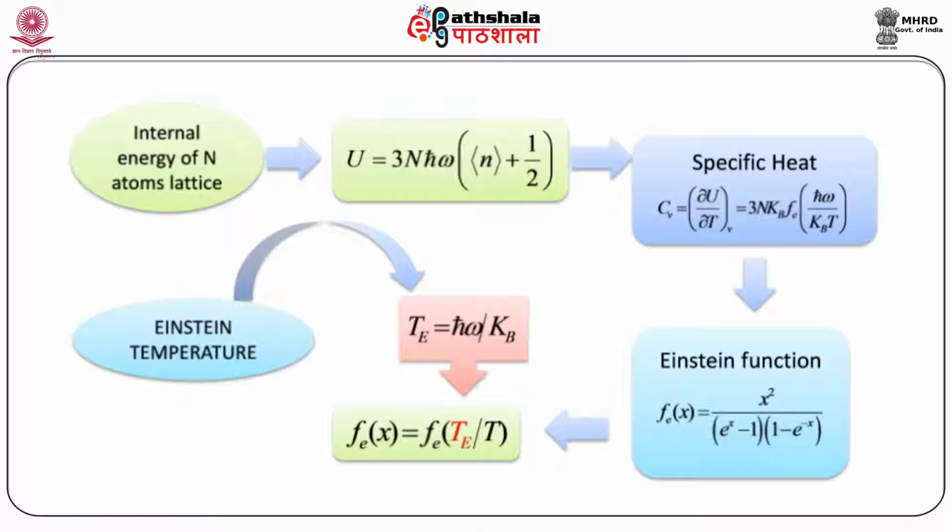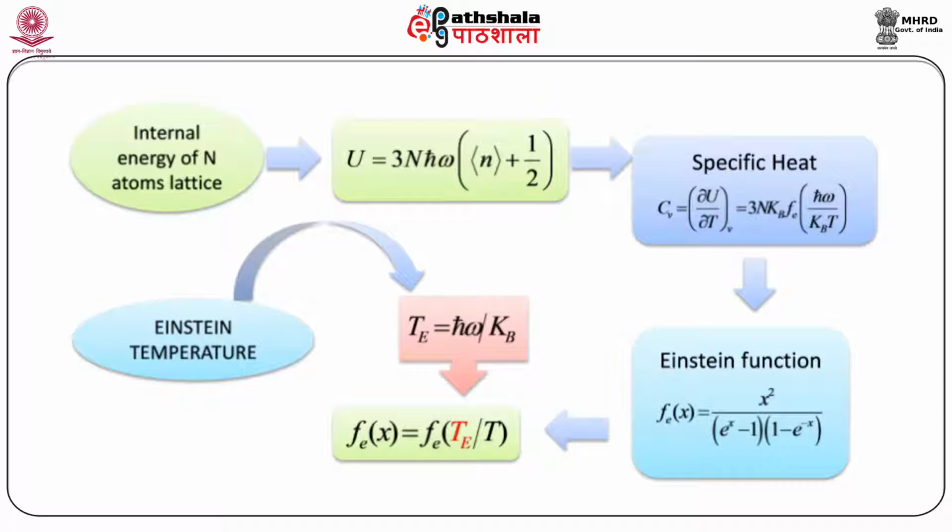Now if N is equal to N_A, the Avogadro number, the specific heat is then written as Cv, the partial derivative of U with respect to T at constant volume, equal to 3 N kB times a function Fe, and this function Fe is a function of h cross omega by kBT. This Fe(x) is called the Einstein function and is defined as F_E(x) equal to x square divided by (e raised to power x minus 1) multiplied by (1 minus e raised to power minus x).